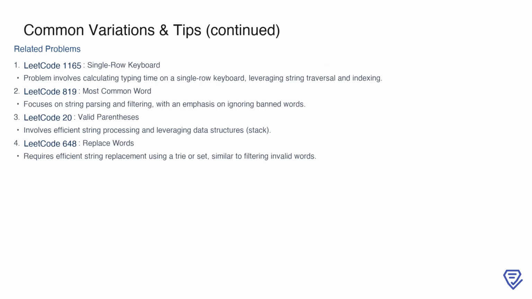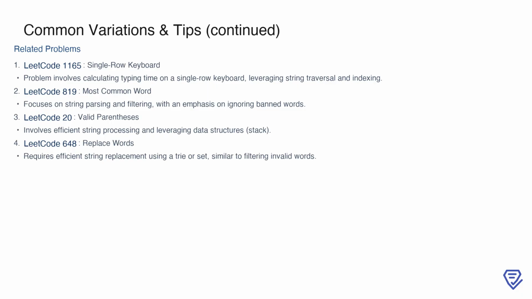Let's connect this problem to related challenges you might encounter. For instance, in LeetCode 1165, Single-Row Keyboard, the goal is to calculate typing time on a single-row keyboard, which involves efficient string traversal and indexing, concepts that overlap with this problem. Another example is LeetCode 819, Most Common Word, which focuses on string parsing and filtering, particularly ignoring specific banned words. Similarly, LeetCode 20, Valid Parentheses, requires efficient processing of strings and the use of appropriate data structures like stacks.